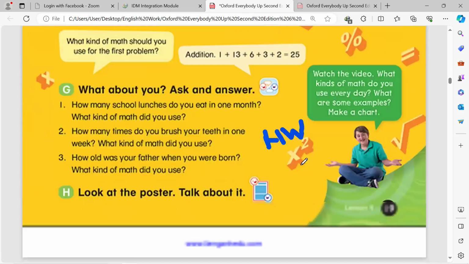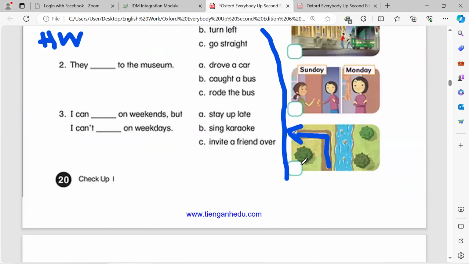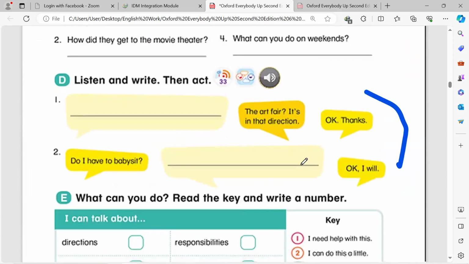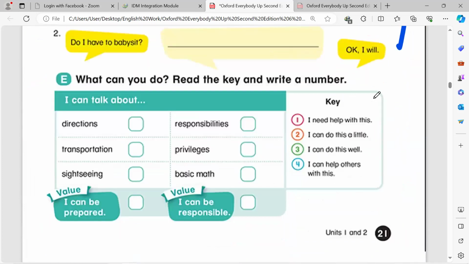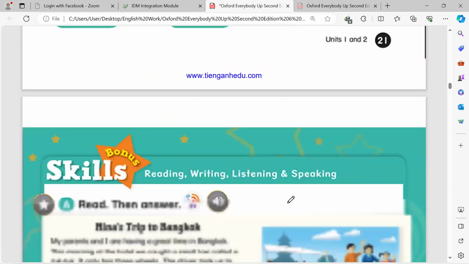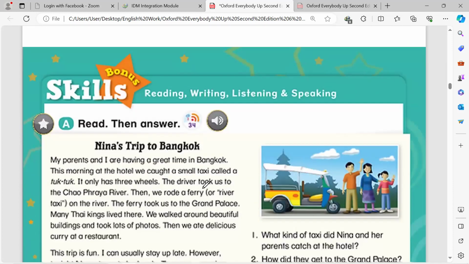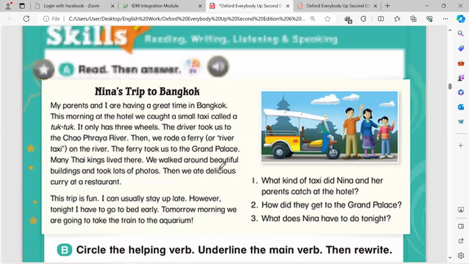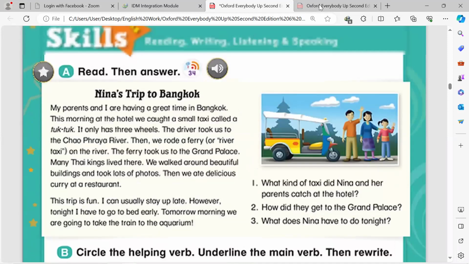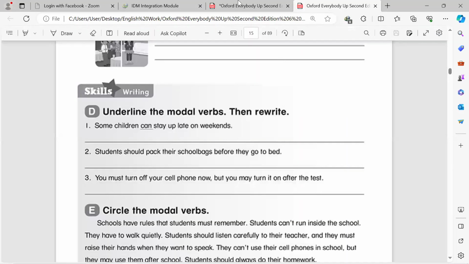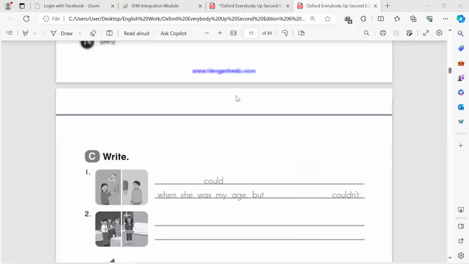We can skip some revision exercises. These are not necessary, so let it be. So shall we just go to the new lesson, but not for today? For next week. Okay, as for the workbook, where are we right now?